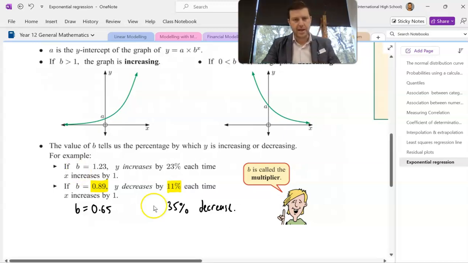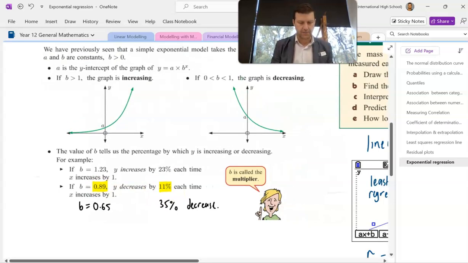Okay, so you understand that to get this 35% decrease, I'm essentially just subtracting that percentage from 100%, which in this case is converted to a decimal. So 0.65 plus 0.35 will take me to 1.0 or 100%. So that's the relationship between those two values. Okay, and hopefully that makes sense. Again, that's a little bit of prior knowledge from the Year 11 course.